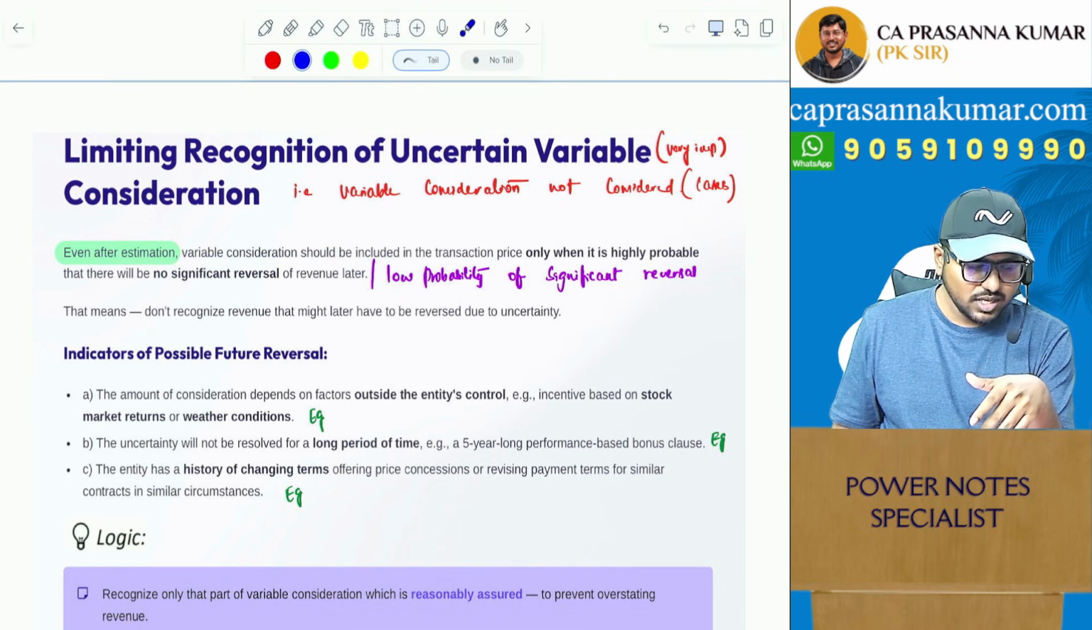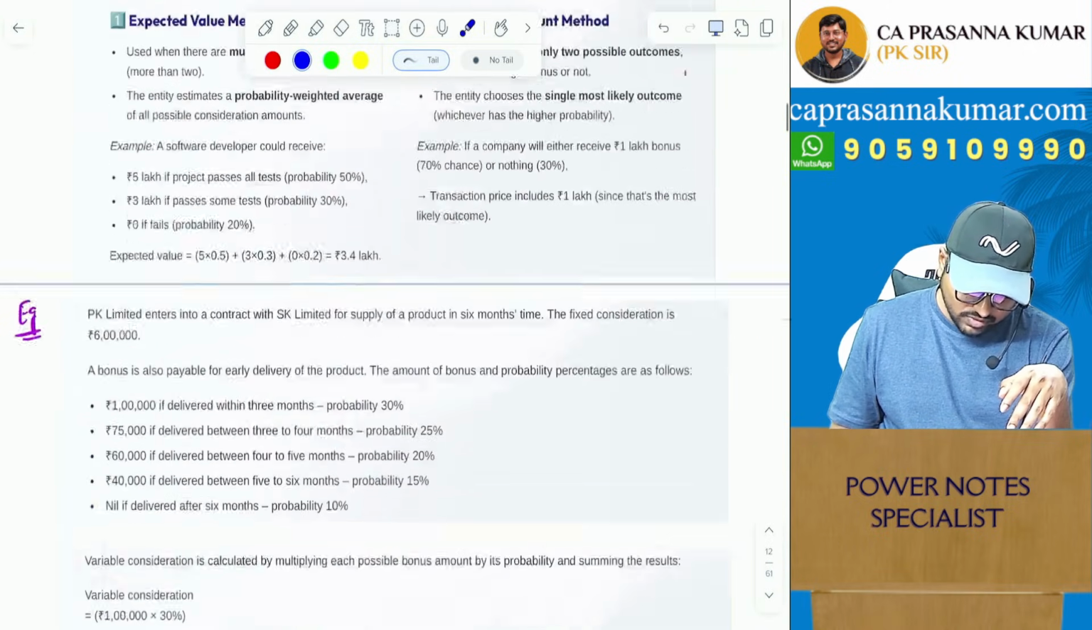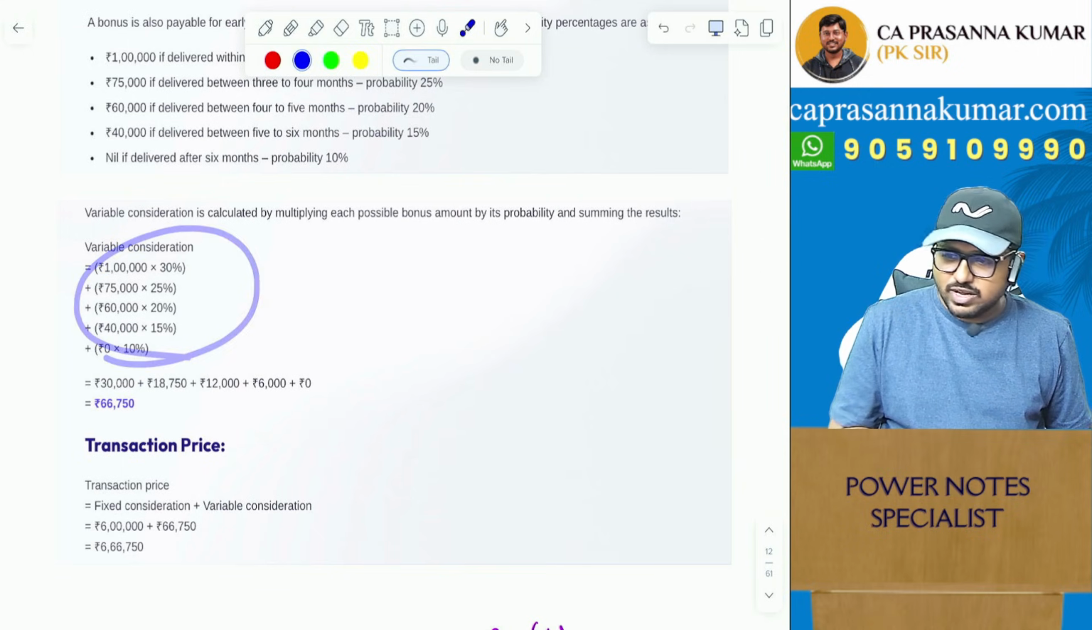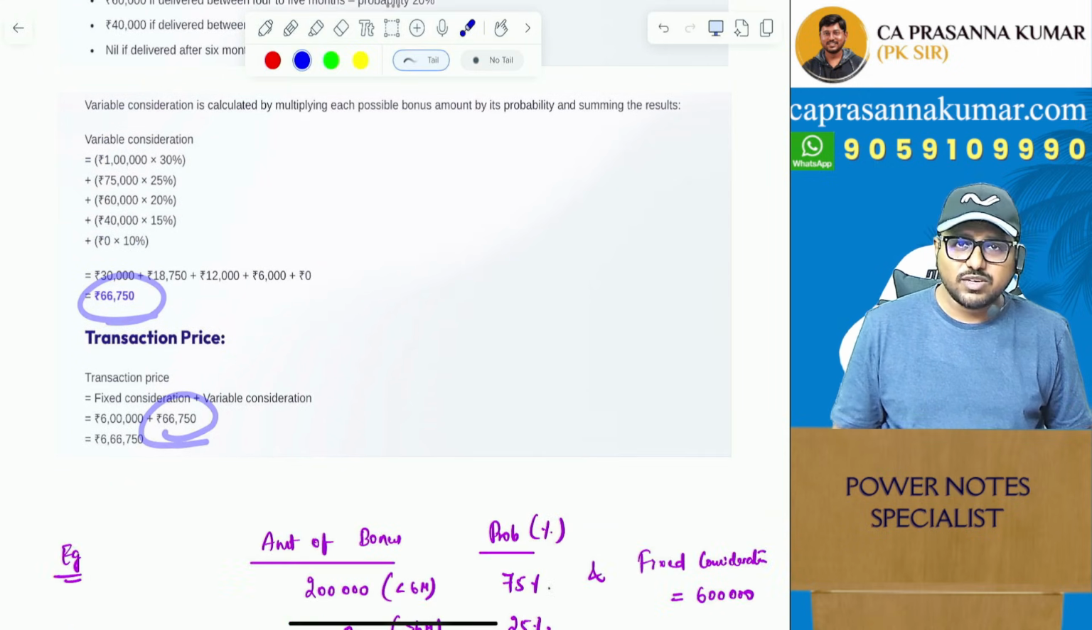Already we were discussing inclusion of variable consideration in the transaction price. For that only we have calculated this. We have seen the example over here. We multiplied using the expected value method. For example, in this example, we got 66,750 and then we added 66,750.